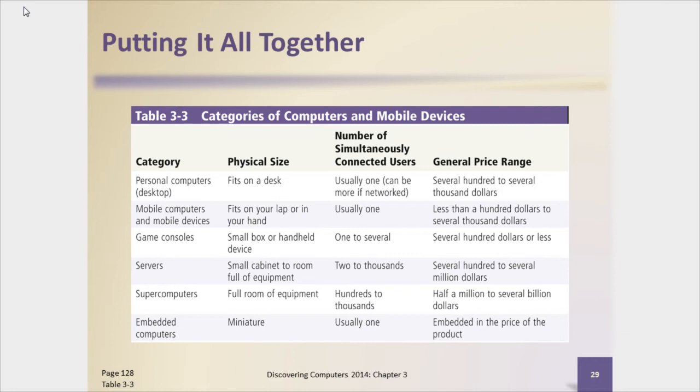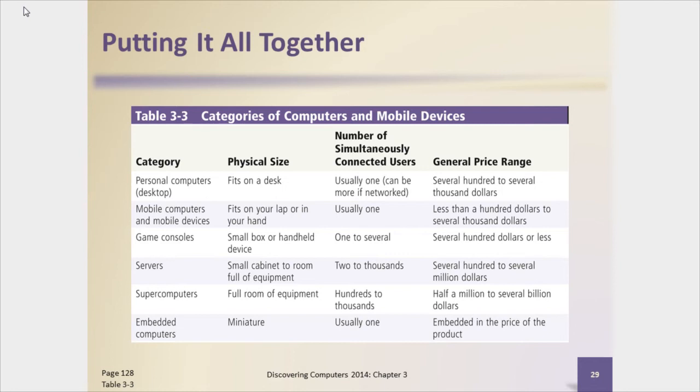So we can look at their physical size. A personal computer is, well, it's personal. It should be something that sits on the desk, something that's not too big, but at the same time it's not going to be ultra portable like a laptop or a smartphone or something like that.